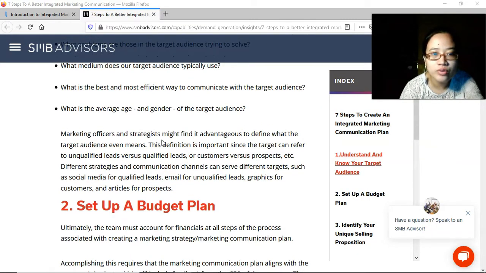Marketing officers and strategists might find it advantageous to define what the target audience even means. Definition is important since the target can refer to unqualified leads versus qualified leads, or customers versus prospects. Different strategies and communication channels can serve different targets, such as social media for qualified leads, email for unqualified leads, graphics for customers, and articles for prospects. But again, it would depend on the company and the product.